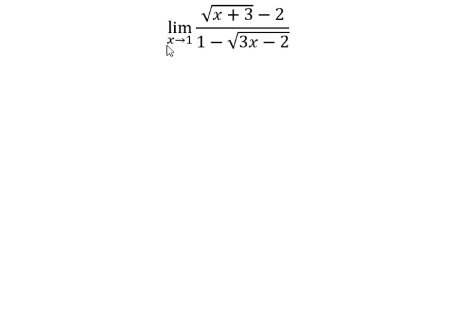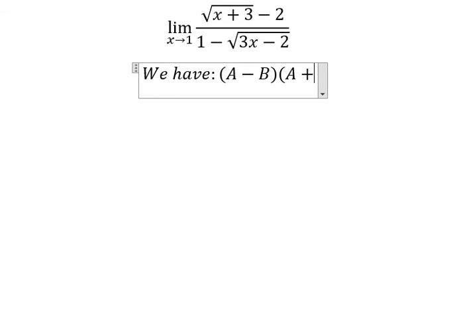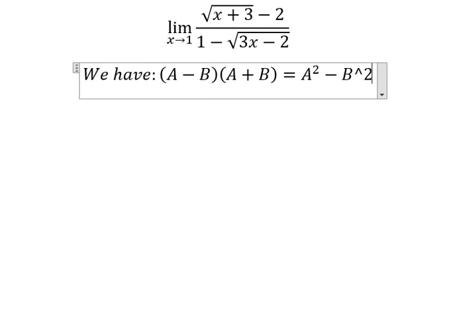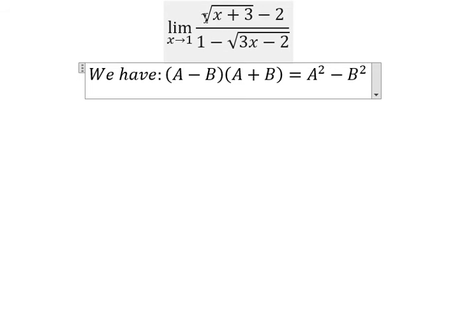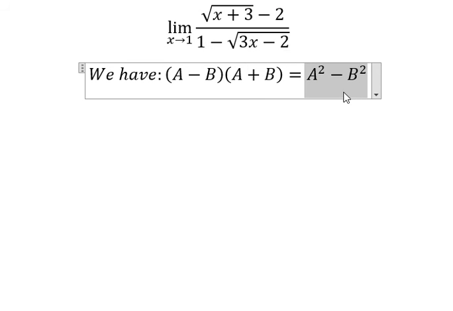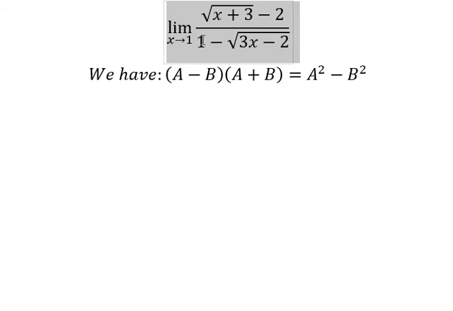The topic today is about limit. So now I will show you how to answer. We have the formula in here, that's about a minus b multiplied by a plus b. We have a square minus b square. Because I want to cancel the square root, that's why we need to apply this formula in here.